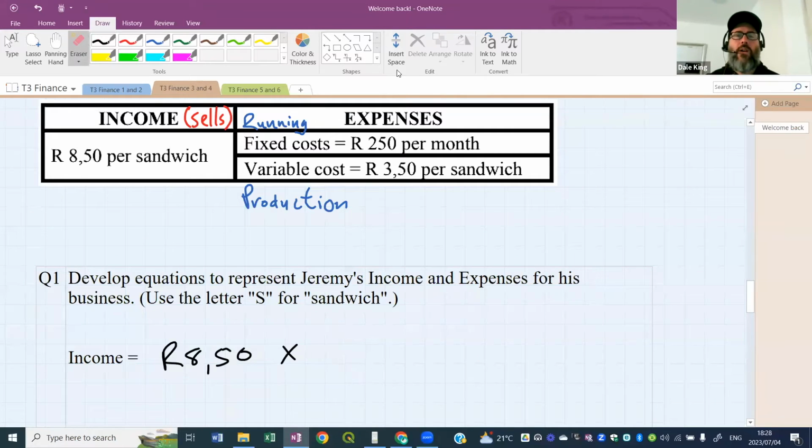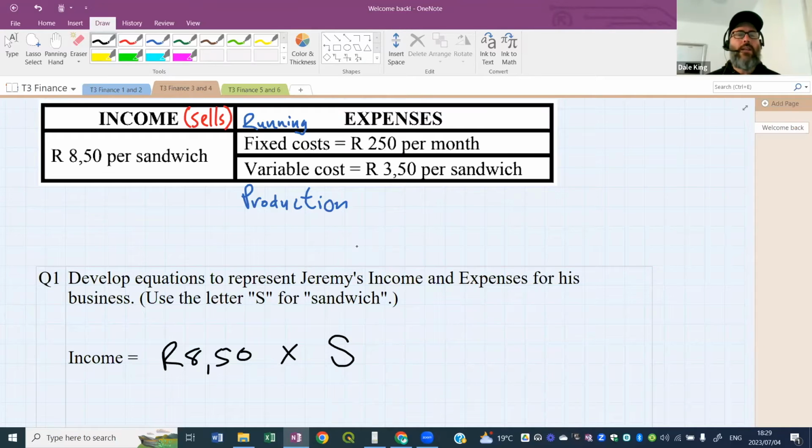I can see guys in chat are also putting stuff in there. S is how many sandwiches you sell. So if you sell a certain number of sandwiches in a day, and each one costs R8.50, you're going to make money selling those sandwiches that's coming into your business. So the income is determined by how many sandwiches you sell. That's all. The only way you get money into this business is by selling sandwiches.